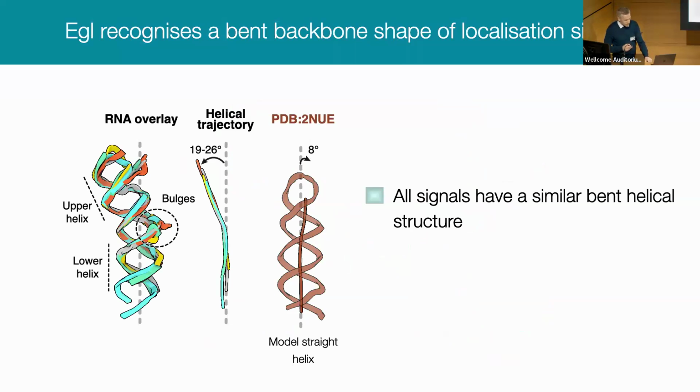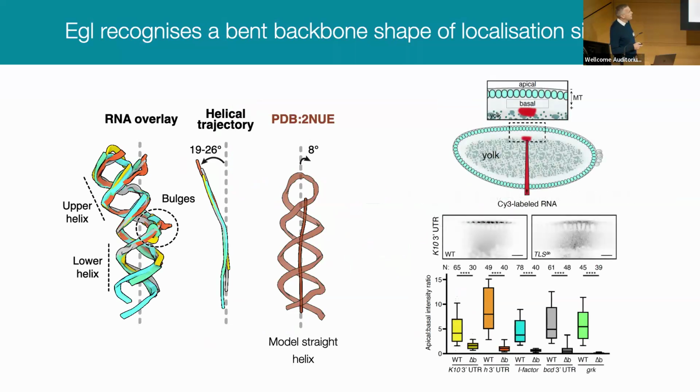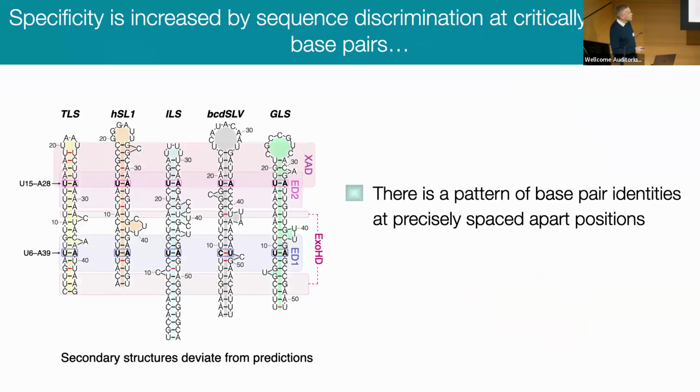to form. And we have in vivo evidence that this is important for localization because if we delete these bulges from the localization signals in all those transcripts I described, so K10, hairy, the I factor, bicoid, and gherkin, we strongly disrupt apical localization when we inject the RNA into the embryo. And then the second shared feature is there's a pattern of base pair identities at precisely spaced apart positions in the upper and lower helices.